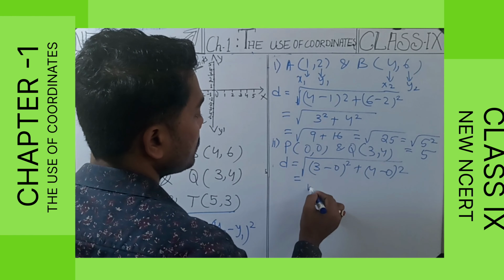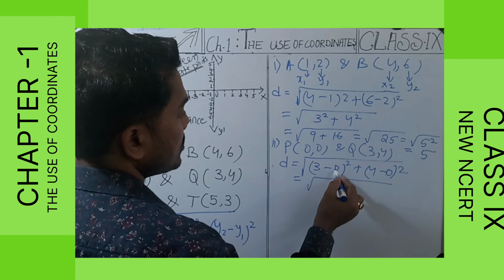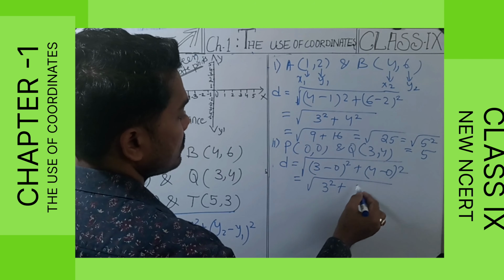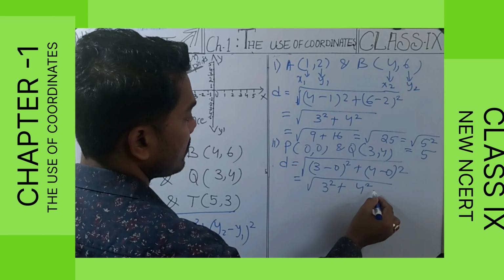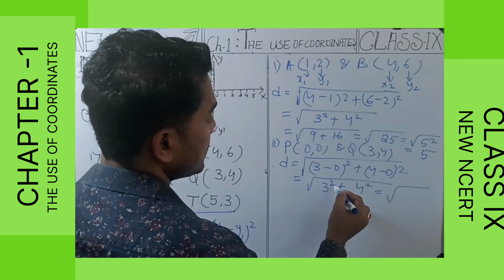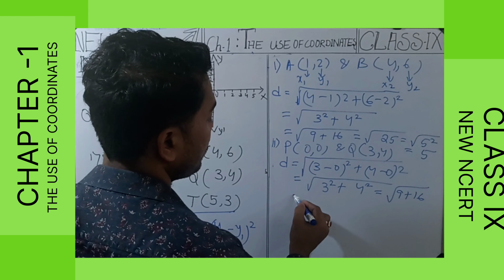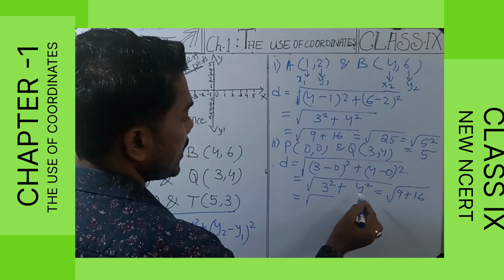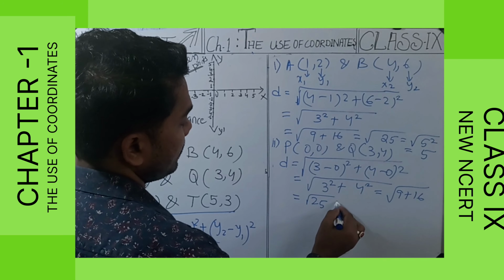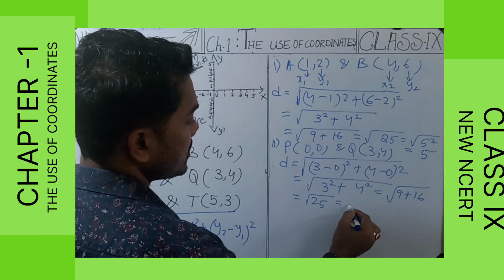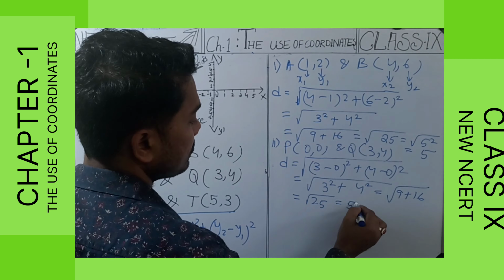So this is equal to root over of 3 minus 0, that is 3 square, plus 4 minus 0, that is 4 square. So this implies that 3 square is equal to 9, plus 4 square is equal to 16. Okay, so root over of 9 plus 16, 25, and 25 is the square of 5, so root over of 5 square is equal to 5.